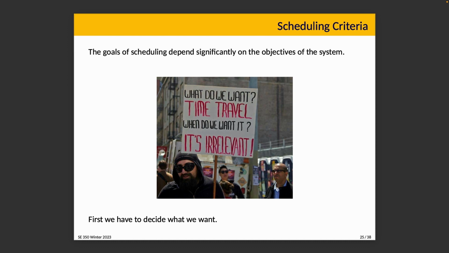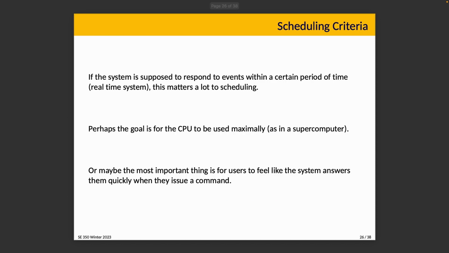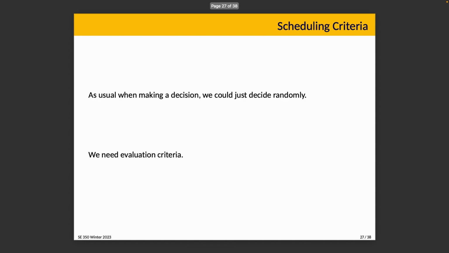Maybe the goal is to maximize CPU utilization, like in a supercomputer, or maybe the most important thing is for users to feel like the system answers them quickly when they issue a command. Right? We have to decide what we want, and again, as usual, when making a decision, we can choose randomly, but that's kind of silly, so obviously we won't do that.